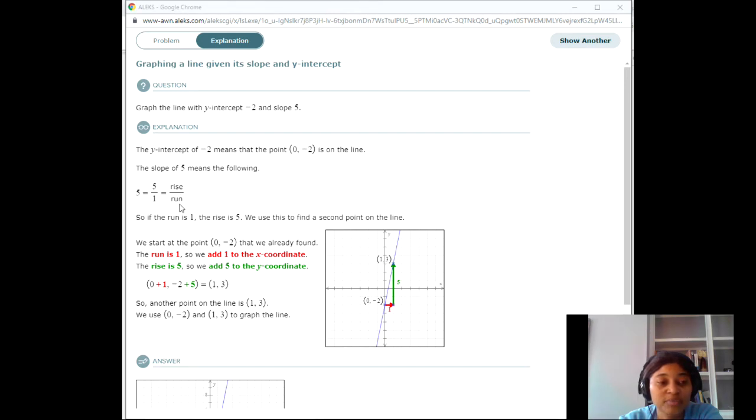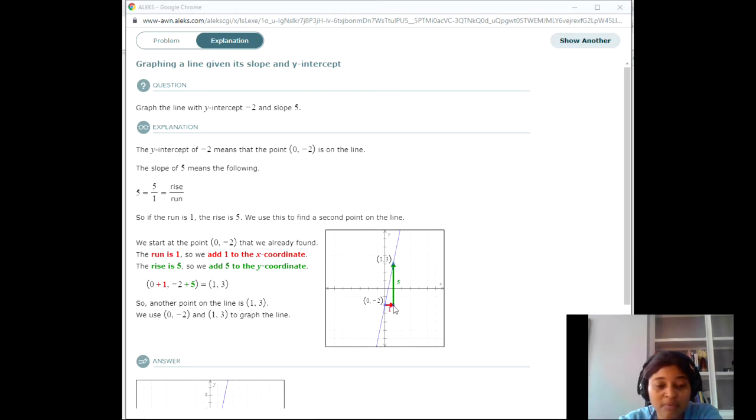Okay, so if the run is 1 and the rise is 5, we use this to find the second point on the line. So what we would do next is, because we already have a 0 and a -2, that means that we will run over 1 like it did here, and then we'll go up 5.